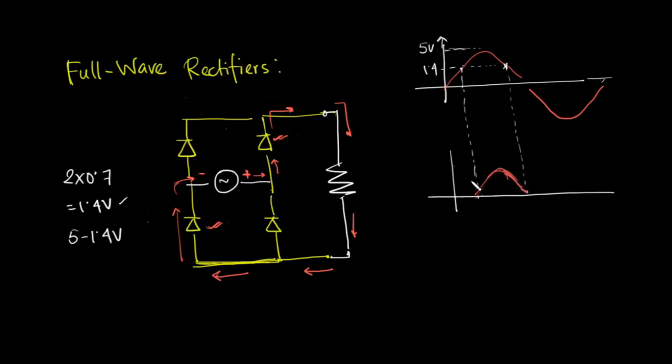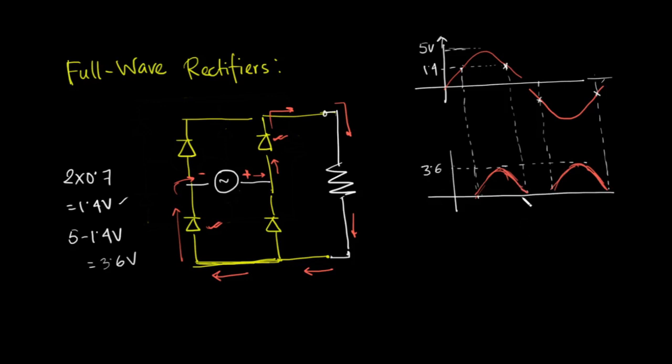And the same will go for the negative cycle, except the negative cycle will reverse. So let me just draw that for you. Here and here. So the negative cycle will look like this. All right, and the previous peak was at 5 volt, the new peak will be, as we saw here, 5 minus 1.4, which is 3.6.